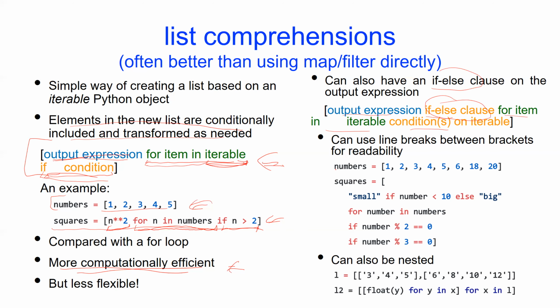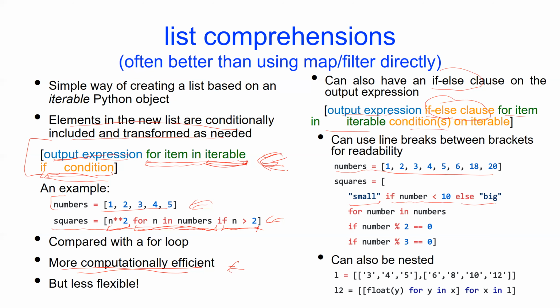We have a list of numbers. Then we will say square equal to the output expression if number is smaller than 10, else big. So this is the difference from the default case, which we showed here. Now the output expression will depend on a condition.